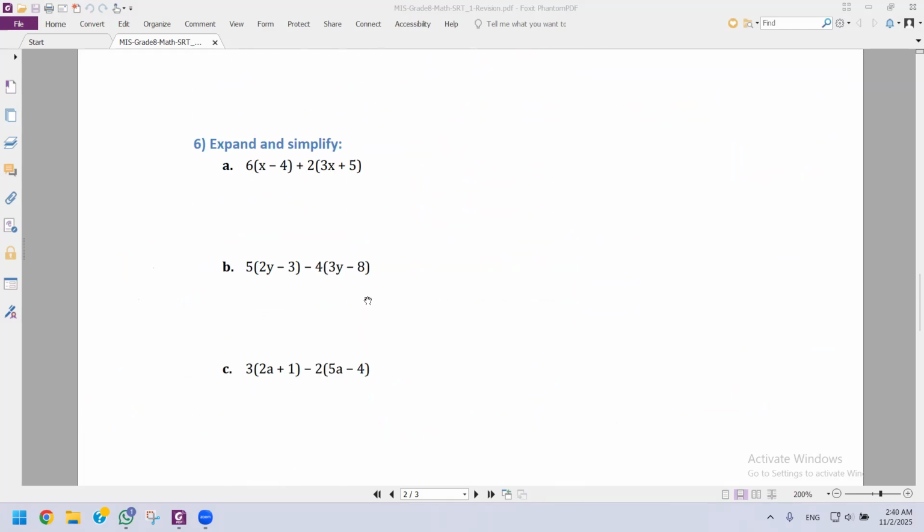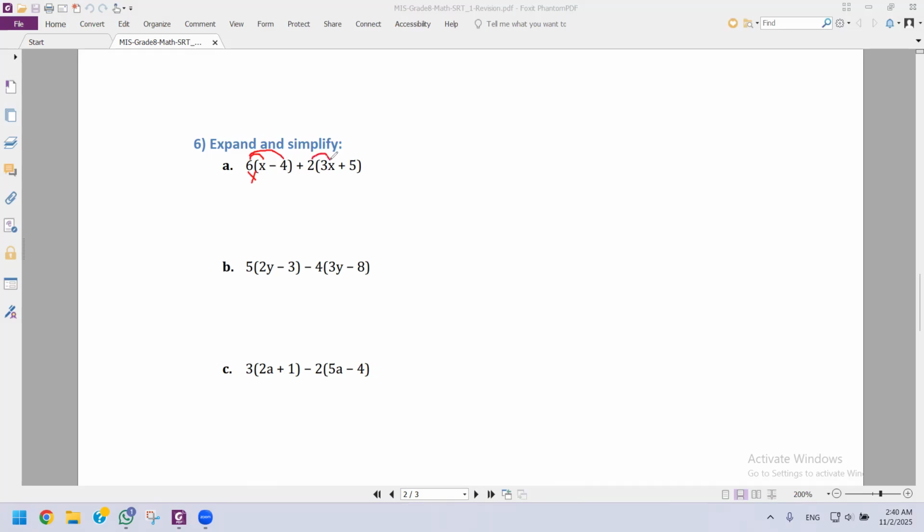Next, expand and simplify. So here we have a bracket, 6 in bracket x minus 4. When I say bracket and there is something outside, what's the operation? There's nothing written, but I know that is times. How do I multiply 6 by the bracket? You multiply 6 by everything inside. So 6 times x, then 6 times minus 4.